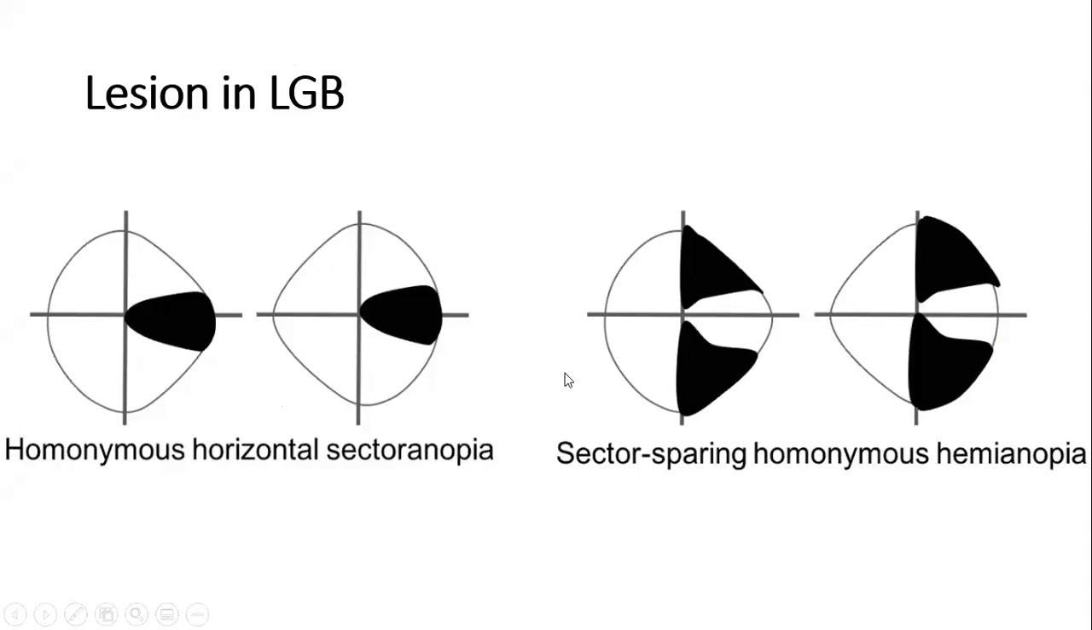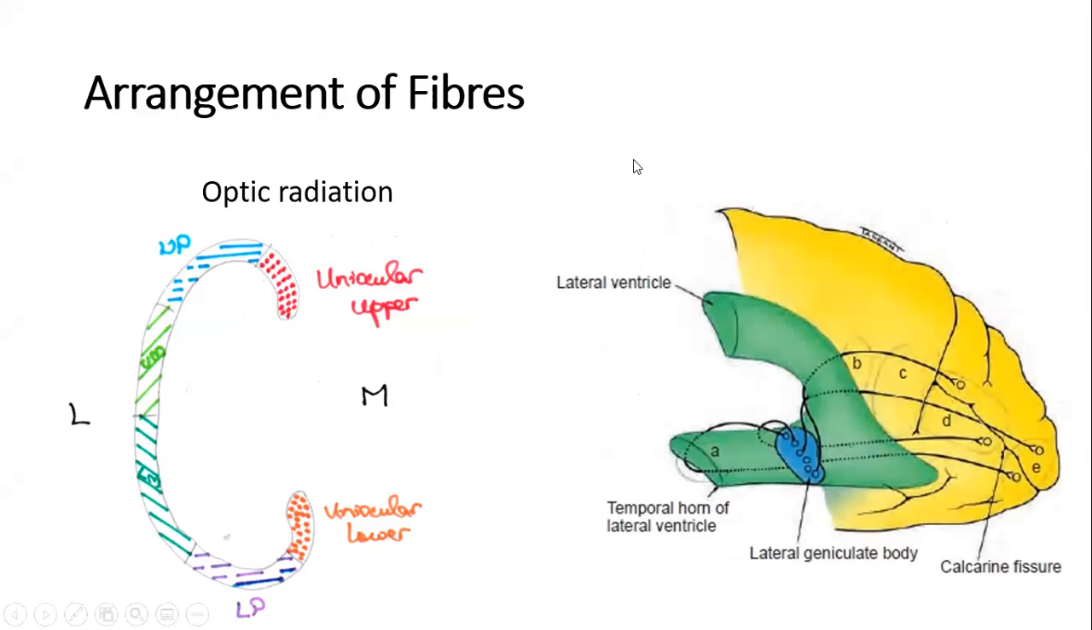So this is understandable. Sectoranopia happens in a lateral geniculate body lesion. So that much we have to know. Okay. So next we'll go on to the optic radiation.